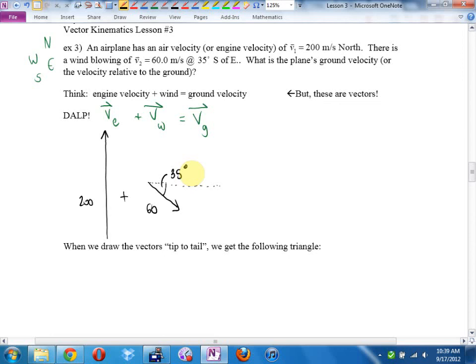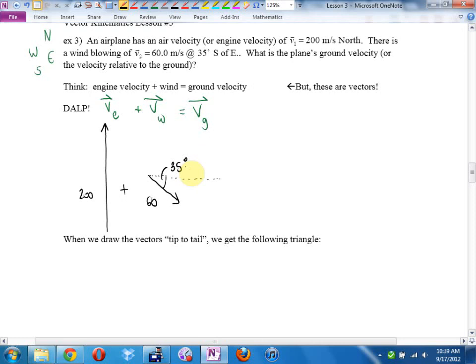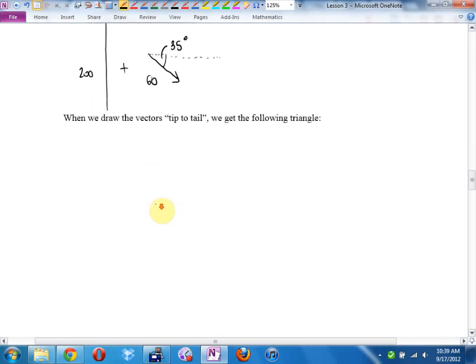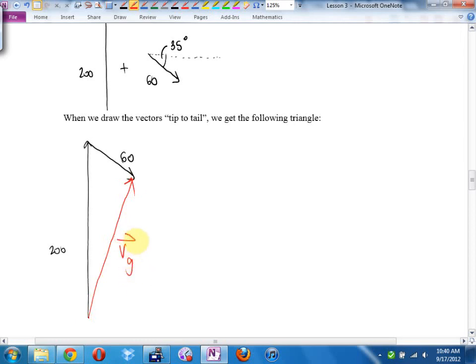Joe, how do I add two vectors together? Draw them. So this one's going to be a bit yucky. First of all, 200, 60. I'll try and draw the 60 about one-third as long because 60 times 3 is 180, because I want to be roughly to scale. 200. Yoink. 60, yoink. Resultant. There's the ground velocity.